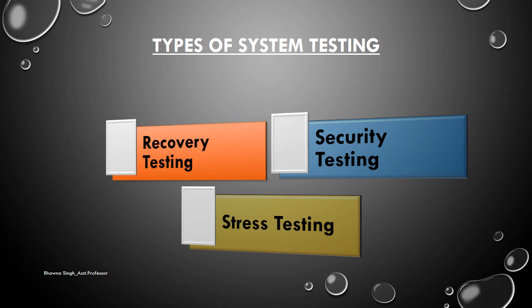Then the second one is security testing. Security testing means we are checking the protection mechanism of the system, and whether the system is protected from unauthorized access, or whether it is easy for some illegal or unauthorized person to access it. So basically, we are checking the security features of the system, the access control and password protection. All these things related to the protection of the system we check in this security testing. Then the next one is stress testing.